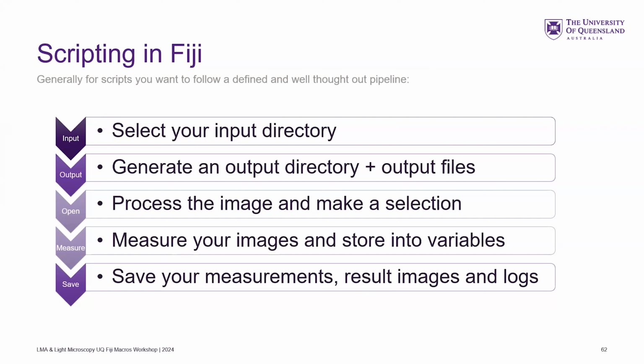And then you're going to actually do something. So you'll open the image and hopefully make a measurement, do some modifications, whatever. Get those measurements stored into variables and then save everything out into tables, spreadsheets, output image files, and some kind of log file so that you know what was done.